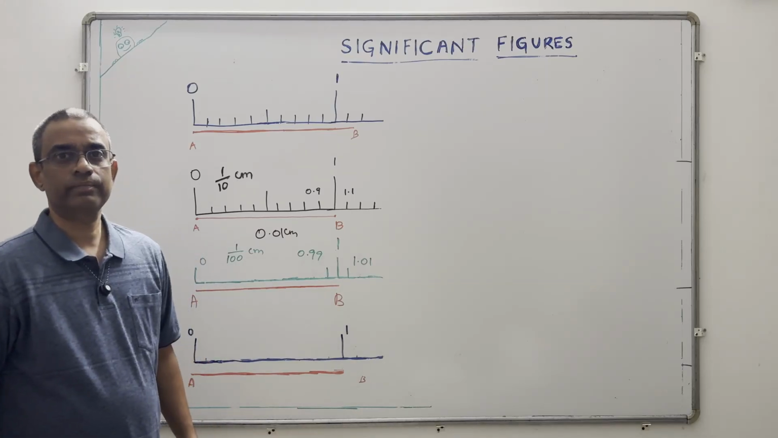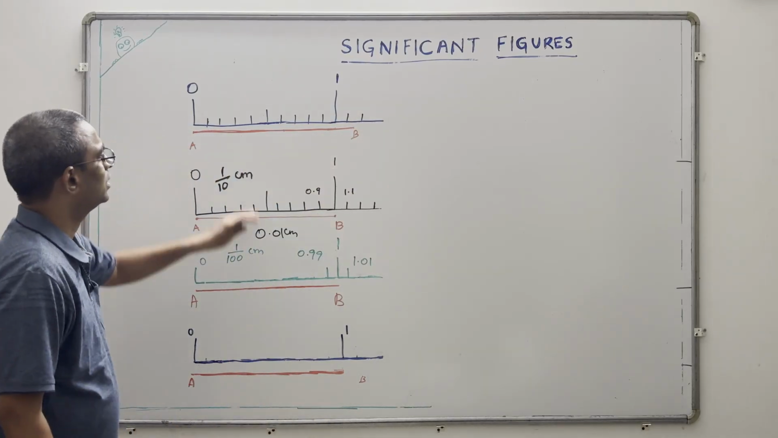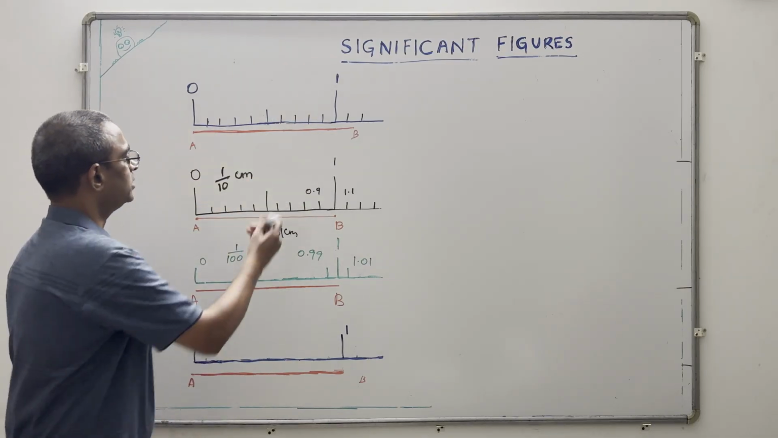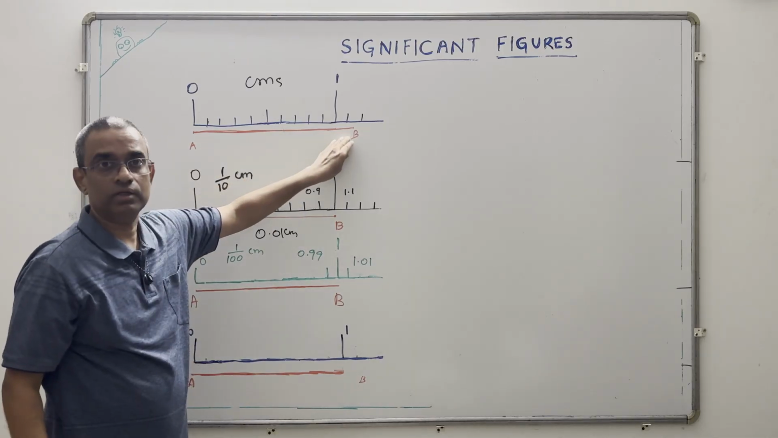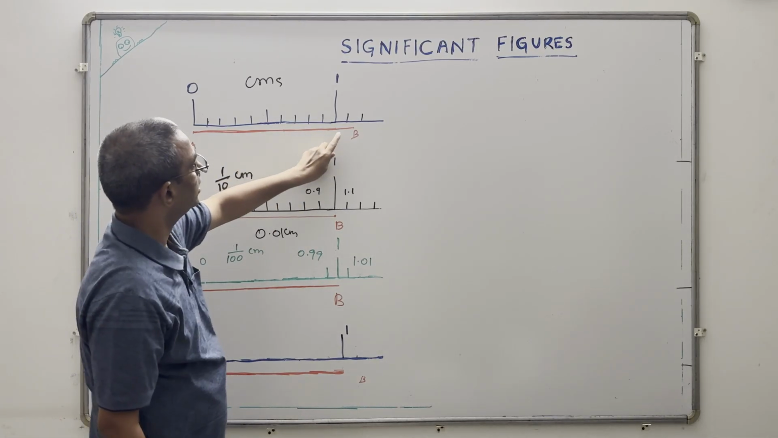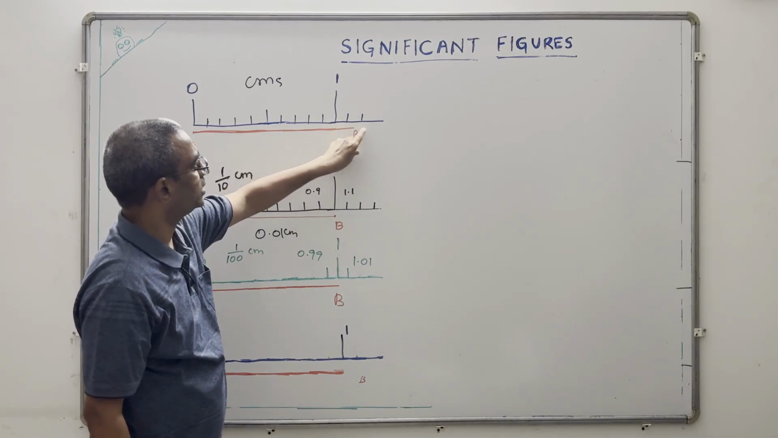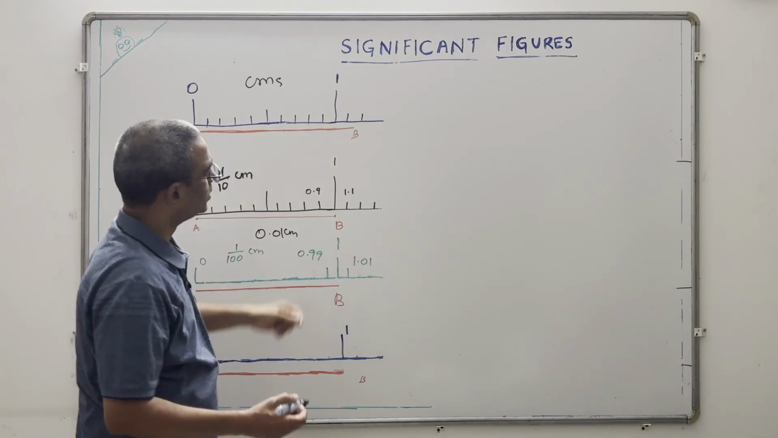Hello students, let's look at significant figures today. Say we have a scale here that can measure in centimeters, and we have a line AB whose length we want to measure. So if we look at this, it is 1.1 here and this is 1.2. So it is somewhere in between.